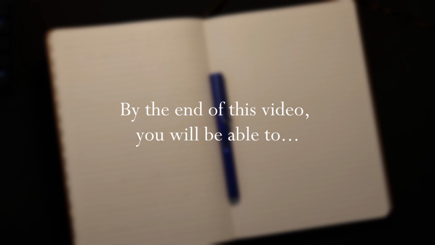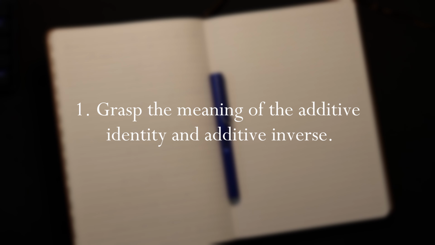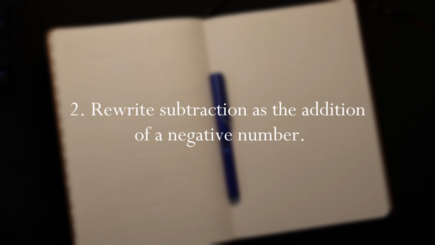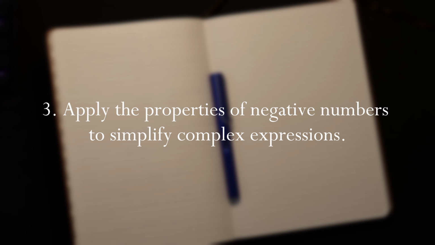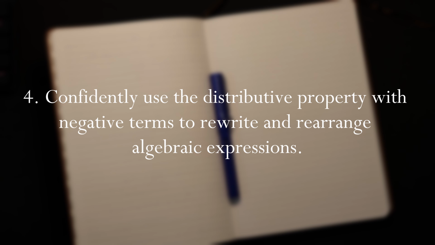These are concepts you've used for years, but let's uncover the why behind them, so they become intuitive and not just rules to memorize. By the end of this video, you'll be able to: 1. Grasp the meaning of the additive identity and additive inverse. 2. Rewrite subtraction as the addition of a negative number. 3. Apply the properties of negative numbers to simplify complex expressions. And 4. Confidently use the distributive property with negative terms to rewrite and rearrange algebraic expressions.